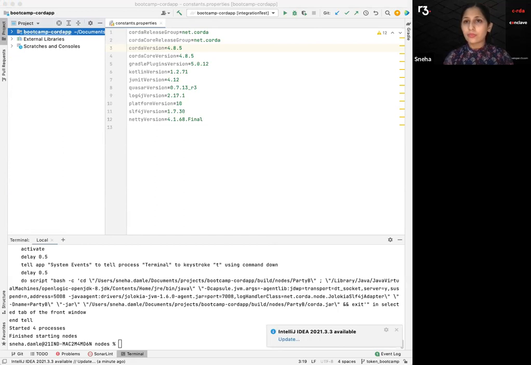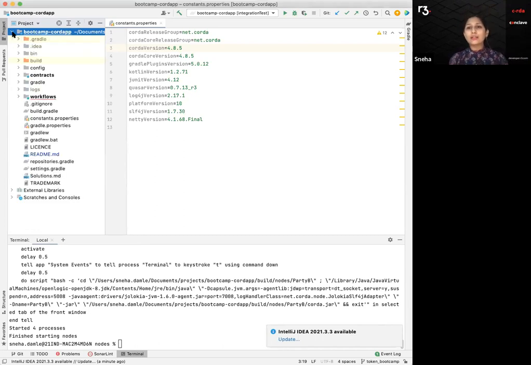Okay, so let's get started with this simple Token SDK sample. What I've done is I've modified our typical Bootcamp Corda app to use the Token SDK. You can clone the same from the GitHub repo. Ashu has already posted the link in the chat channel. If you look at the project structure, it remains the same. We have a contract module, and then we have a workflow module.